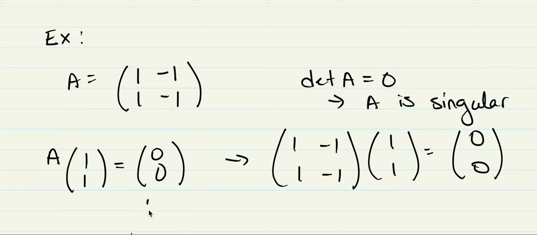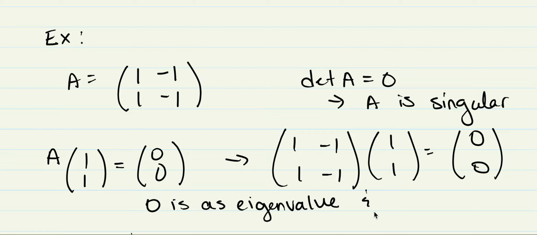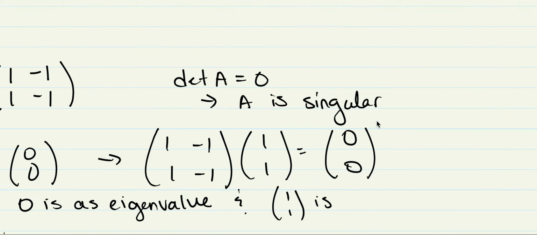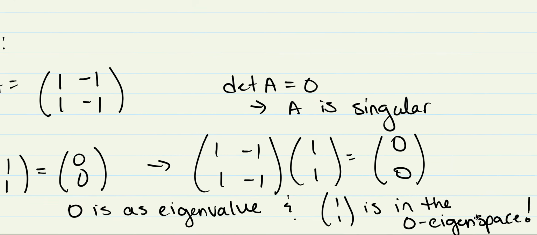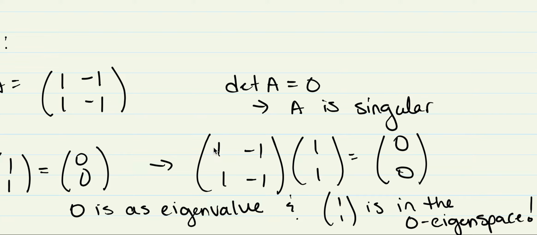So we have 0 as an eigenvalue, and 1, 1 is in the 0 eigenspace for this particular matrix. You can see if you multiply everything in here by the same number, you would still get 0 as an eigenvalue.